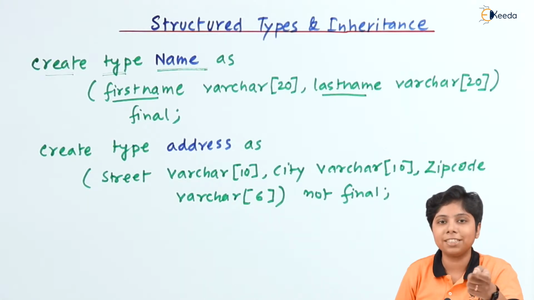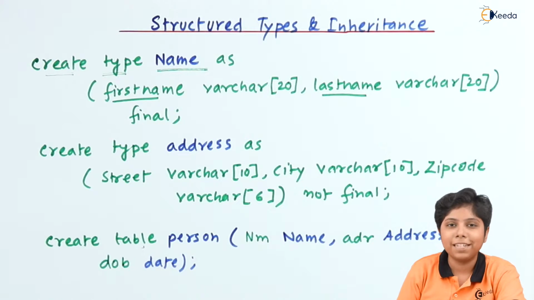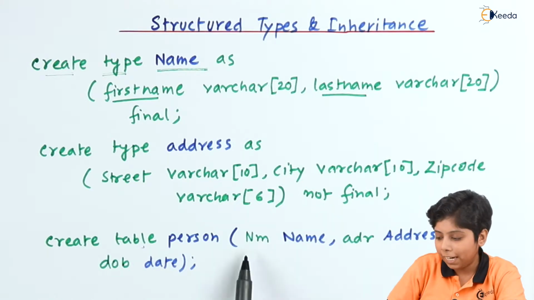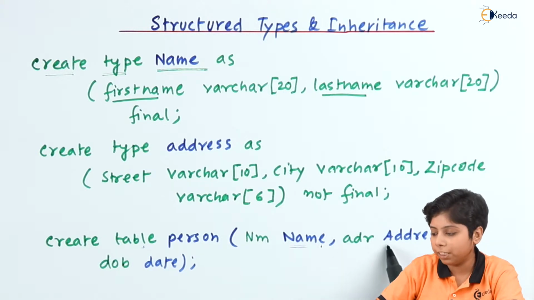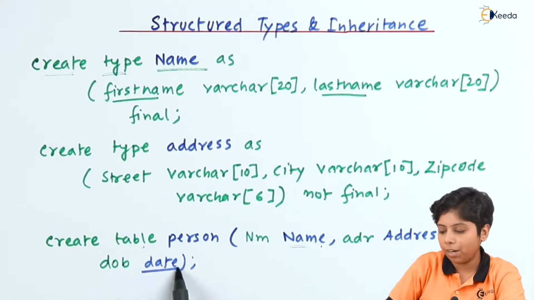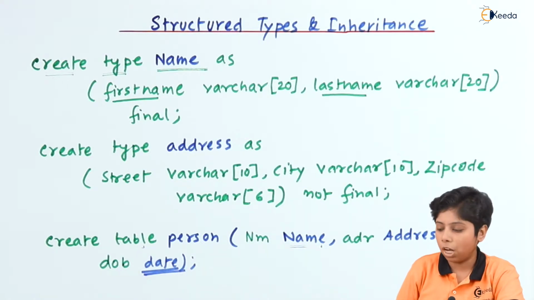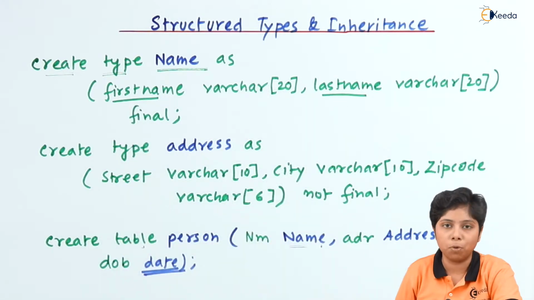Let us create a table or a relation which will use the name and address as their data type. See, now we have created the name variable with the data type name, the ADR variable with the data type address, and the DOB variable with the system defined data type date. So now when we store a value for name, it will consist of both the first name and last name.